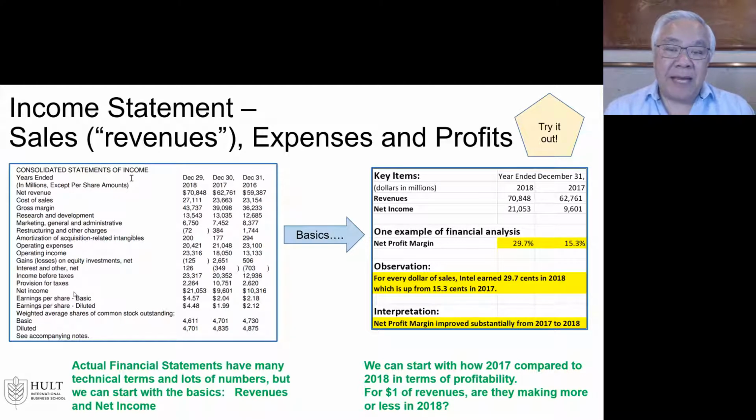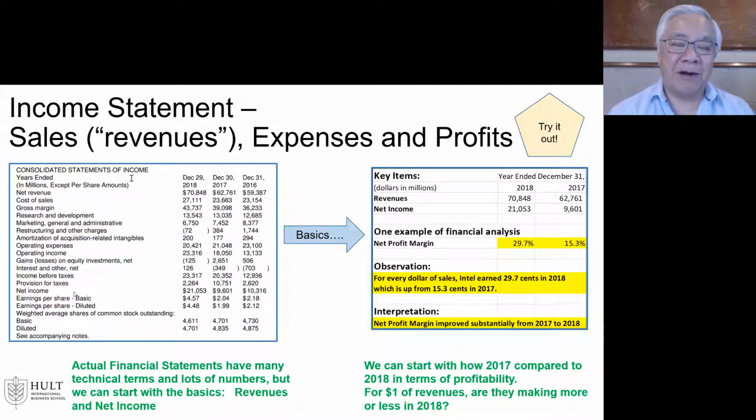Now we'll look at some of the main statements that comprise the income statement, balance sheet, etc. We'll start with the income statement, which is usually the one people look at first. Here we have 3 years presented for the years ended December 31st, 2016, 17, and 18. And we see a fairly simple looking income statement.